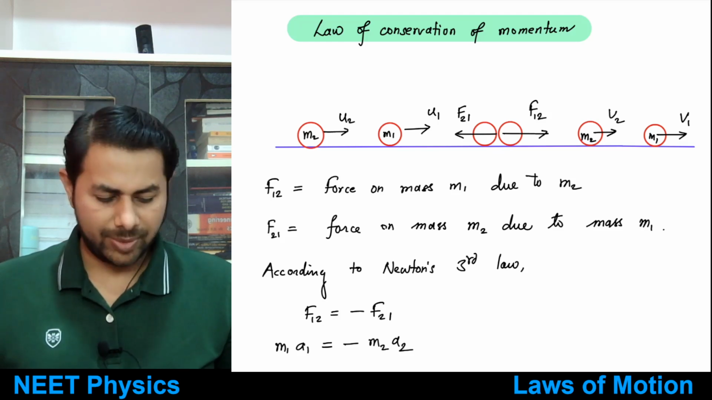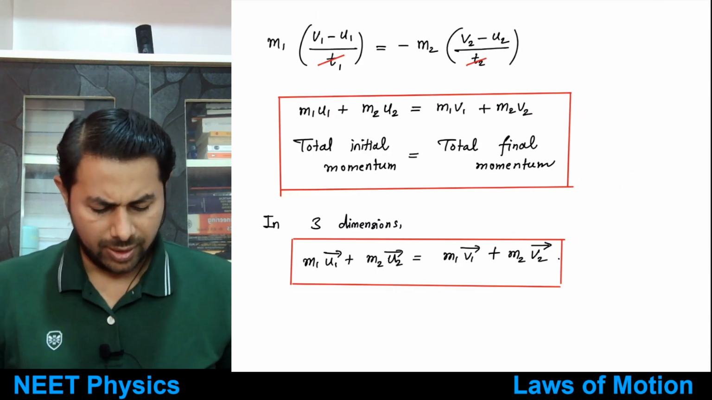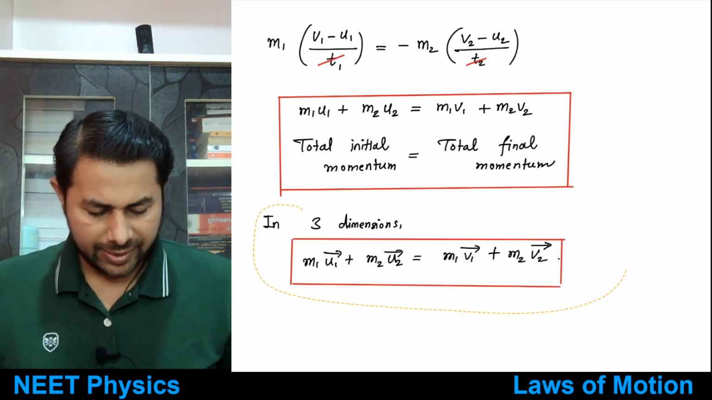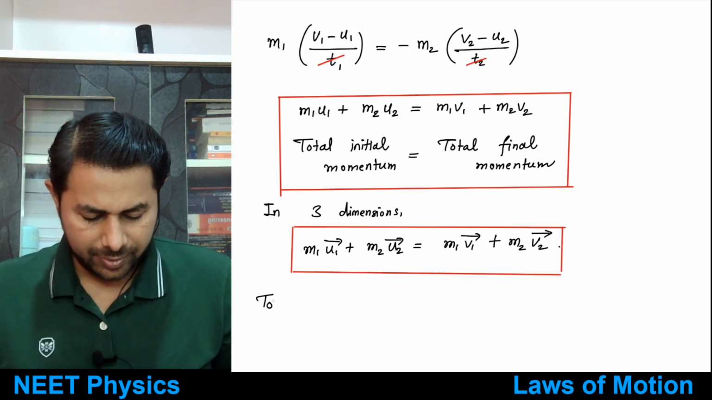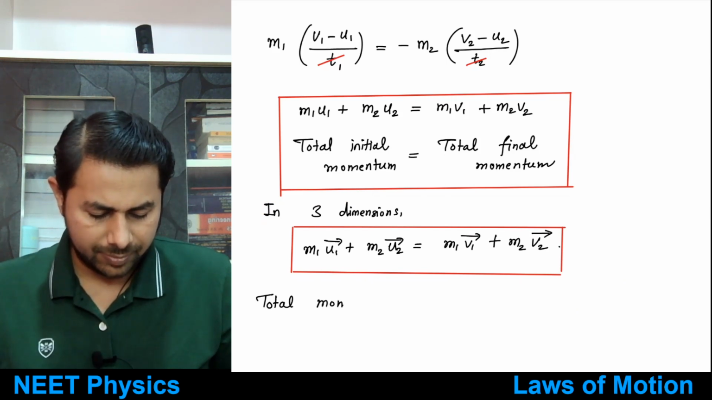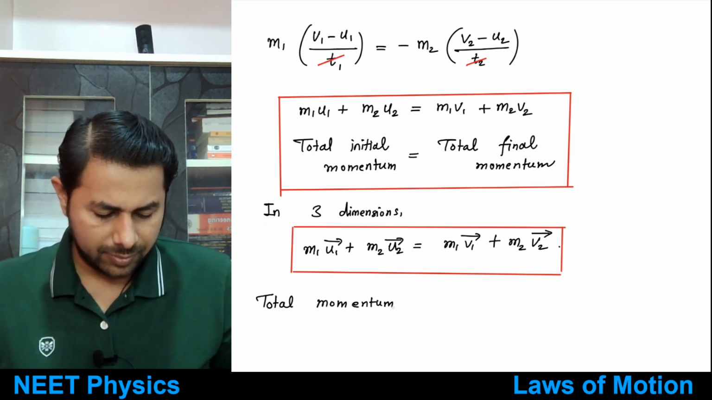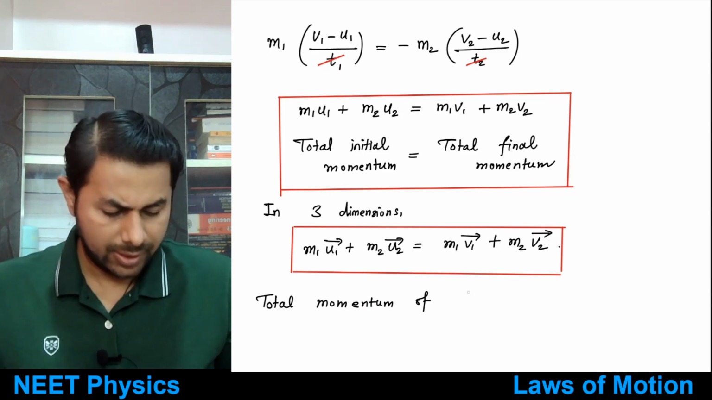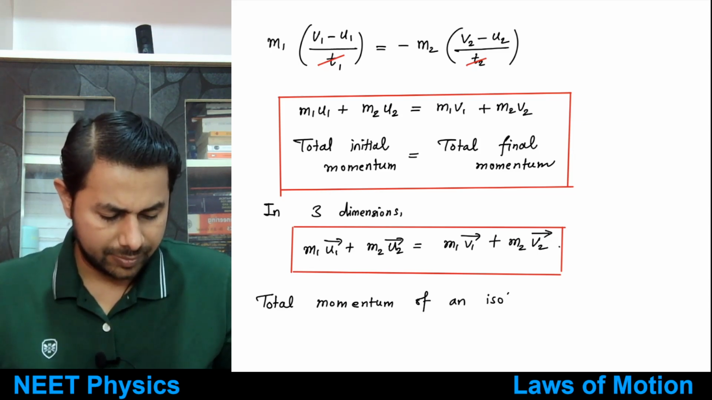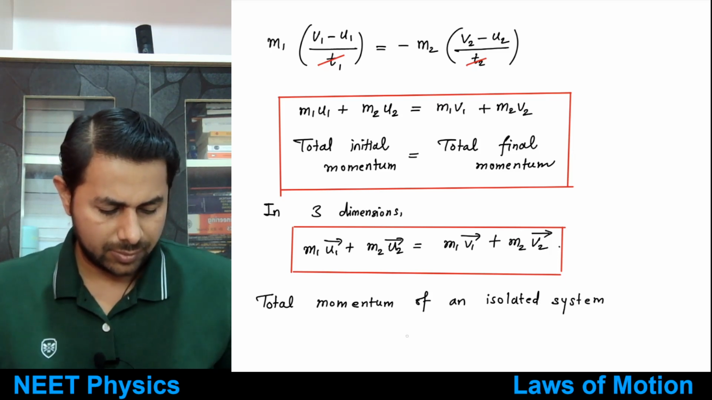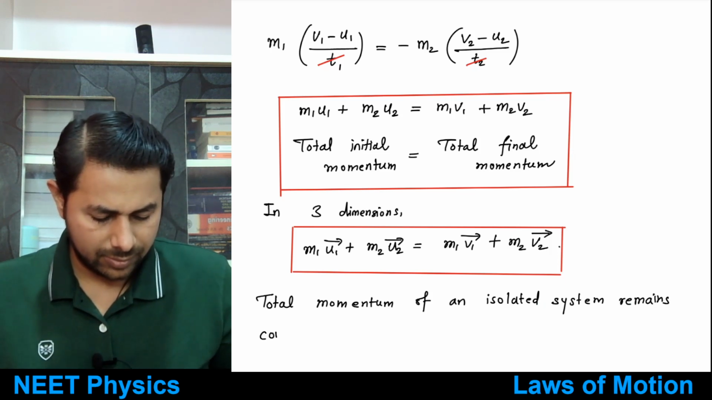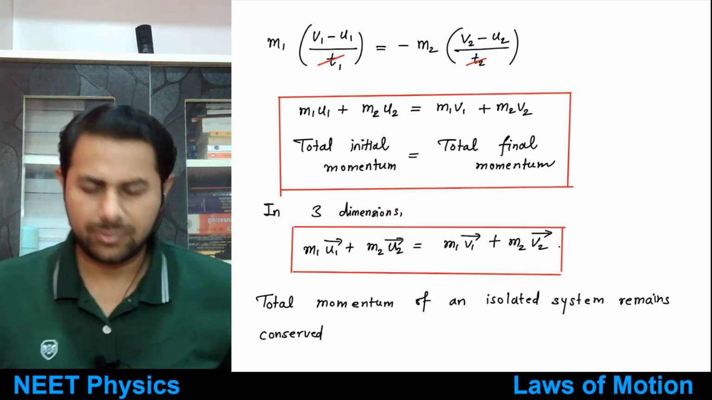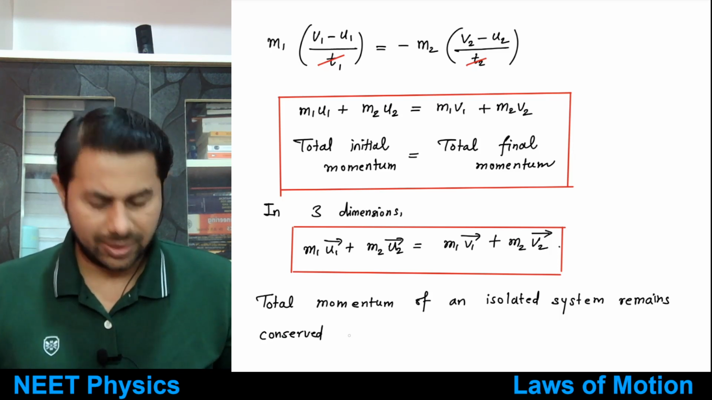So this is the law of conservation of momentum. How can I state that? It's very simple. The total momentum of an isolated system remains conserved in the absence of an external unbalanced force.